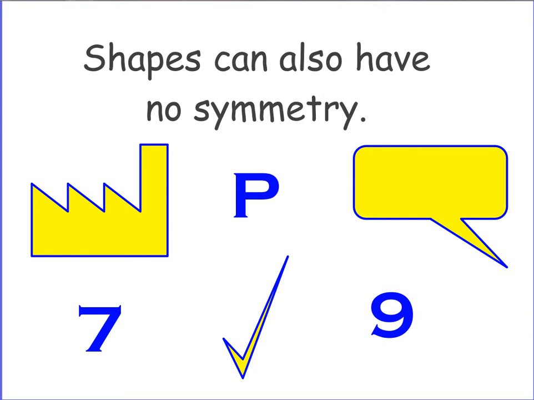There are shapes out there that have no symmetry whatsoever. Here's a few examples. These don't have one side that's a reflection of another, and you can't rotate them anything less than 360 degrees and have them be identical to the way they are now. These objects have no symmetry.